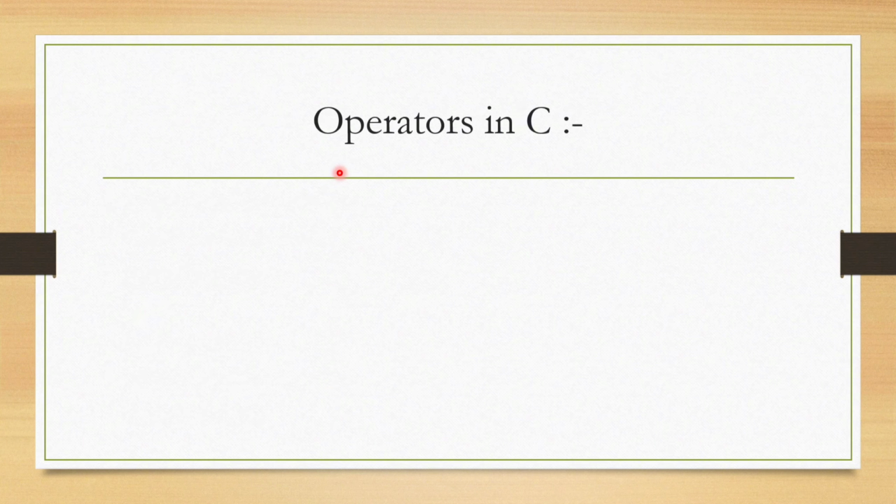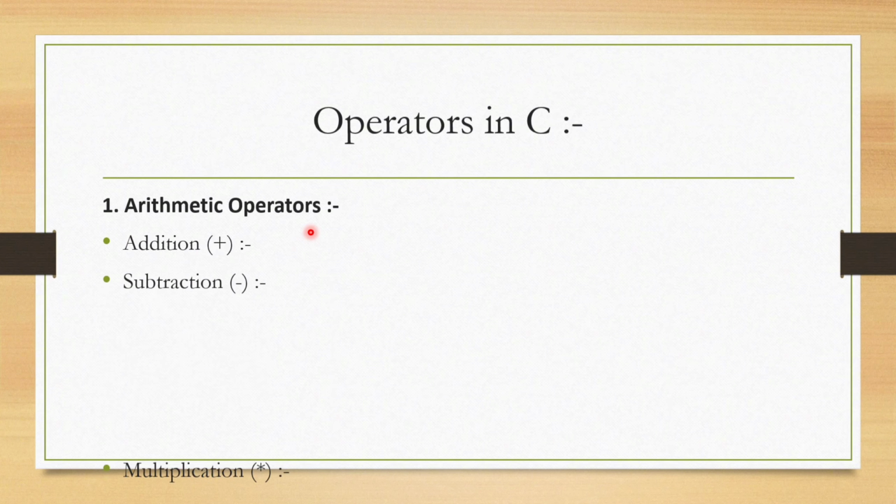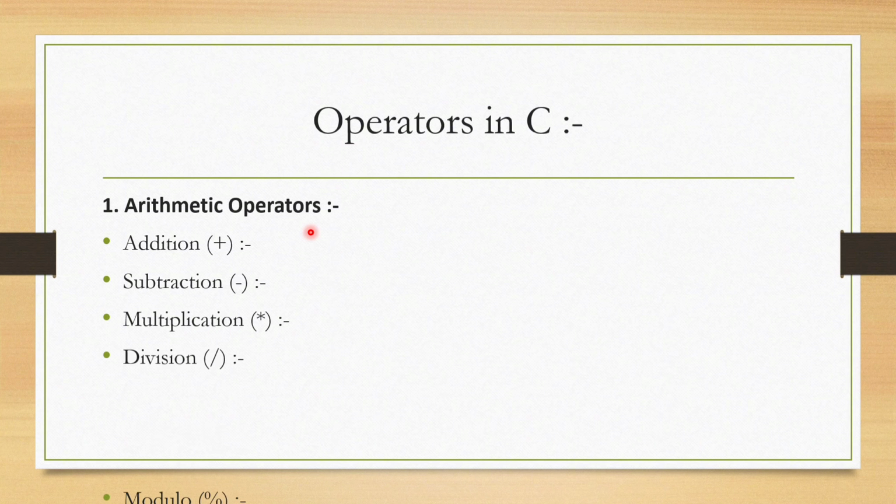Now let us discuss operators in C. Operators in C are symbols that perform operations on variables and values. Now let us see some of the types of operators in C, in which the first one is arithmetic operator, which is used to perform mathematical operations such as addition, subtraction, multiplication, division, and modulus on two variables. Now let us understand all these with an example.